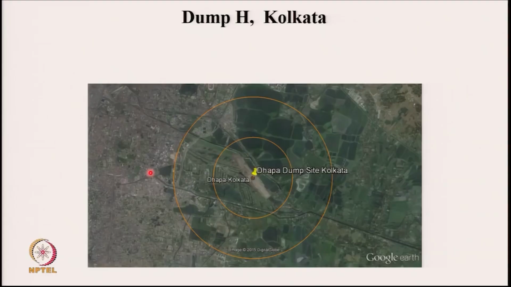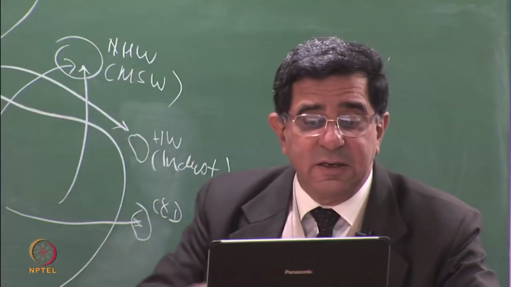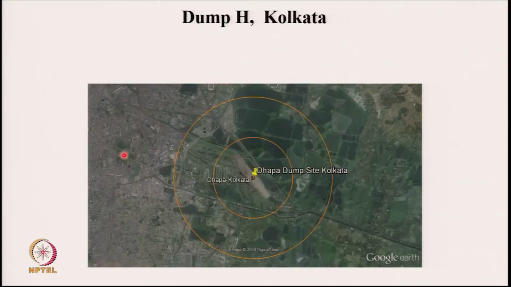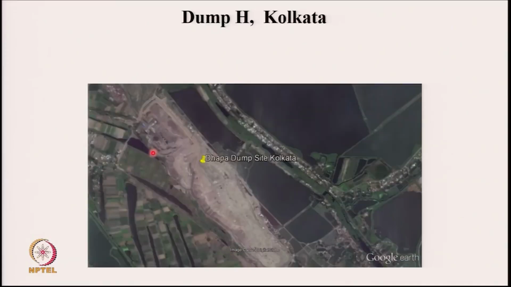As I said, I showed you these dumps outside the city. If I look at Calcutta, this is about 3 kilometers. This is the dump site, and that's where Calcutta is. So the dump site is away from the city, right? However, if you take a closer view, the dump site is right next to these wetlands. So this is the dump site, and these are the wetlands. So it may not be impacting human beings, but it is impacting the wetlands.